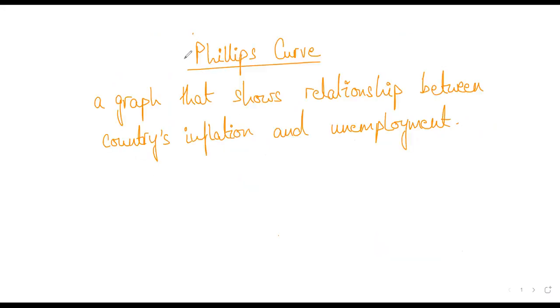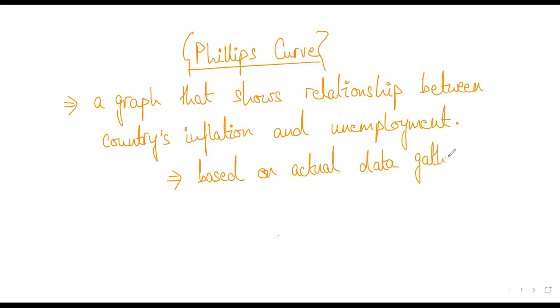Now let's look at this one more time and then move forward. So what is the Phillips curve? The Phillips curve is a graph that shows a relationship between countries' inflation and unemployment, right? Now this is based on one thing that I was telling you, based on actual data. Back in the day when Phillips, who was a New Zealand economist, came up with this idea, he used actual data. So this is not a theory, it is based on actual data gathered from different countries. Right? So it's not what he hypothesized.